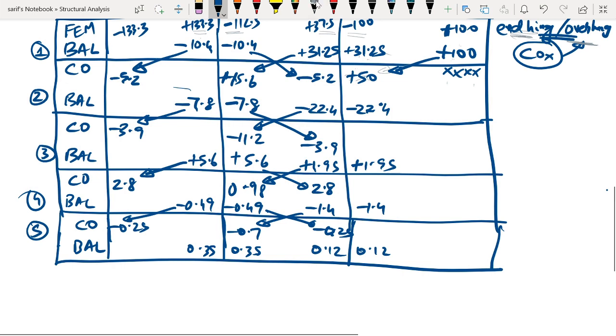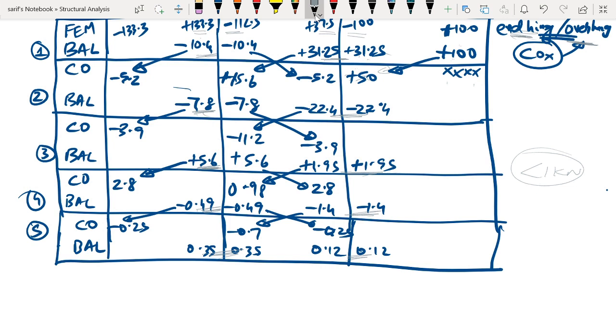In the first cycle, it was 10 and 30 at both the joints. In the second cycle of balancing, it reduced to 7 and 22. In the third cycle, it reduced to 5.6 and 1.95. In the fourth, it reduced to 0.5 and 1.4, and in the last, it reduced to 0.3 and 0.12. So basically, you can stop at any cycle of balancing if the error is less than 1 kilonewton. Okay, if the error is less than some 1 kilonewton, you can stop the balancing.